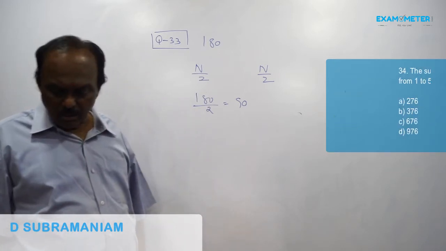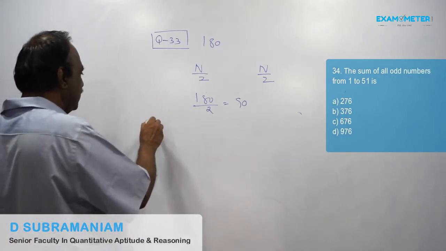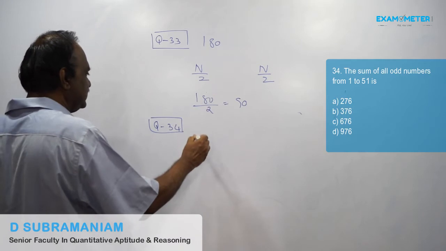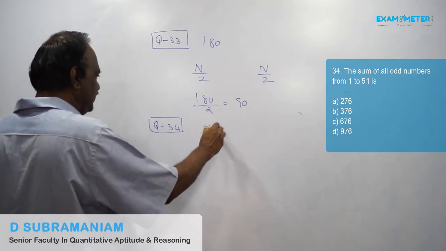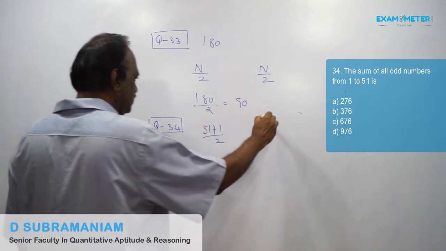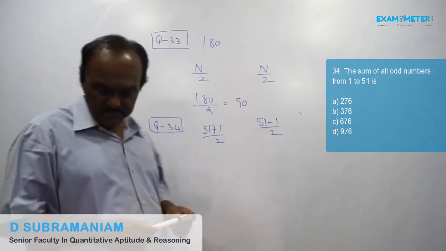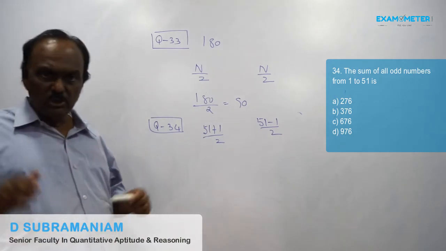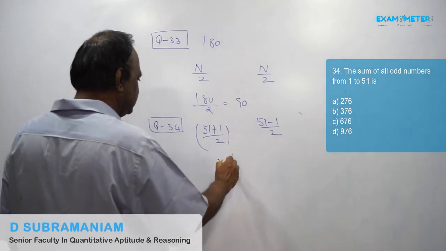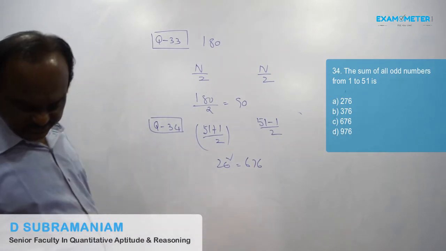The sum of all odd numbers from 1 to 51. Since 51 is an odd number, there will be (51+1)/2 odd numbers and (51−1)/2 even numbers. That is, there will be 26 odd numbers. 26 squared is 676. So the answer will be 676.